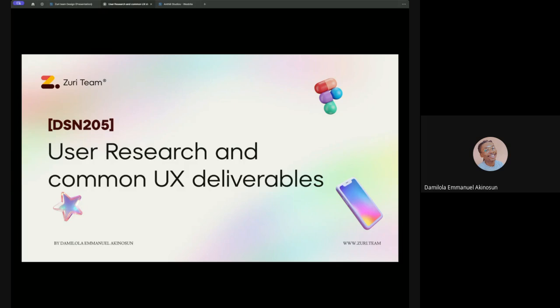All right. So, user research and common UX deliverables. What's user research all about? Why is it important? What are the different methods? What are the different approaches? And what are the qualities of a good UX researcher? So, we're going to be covering all those. Without further ado, let's dive right in.